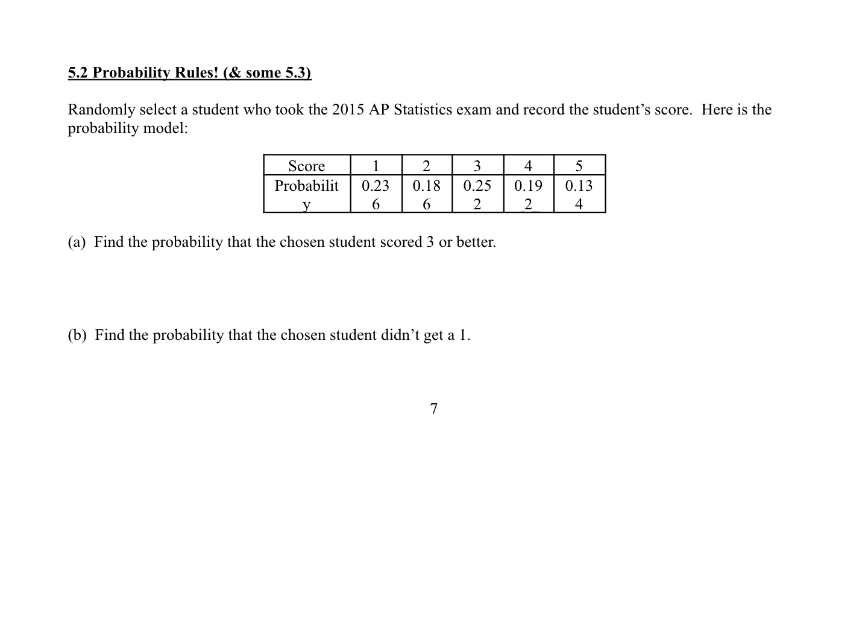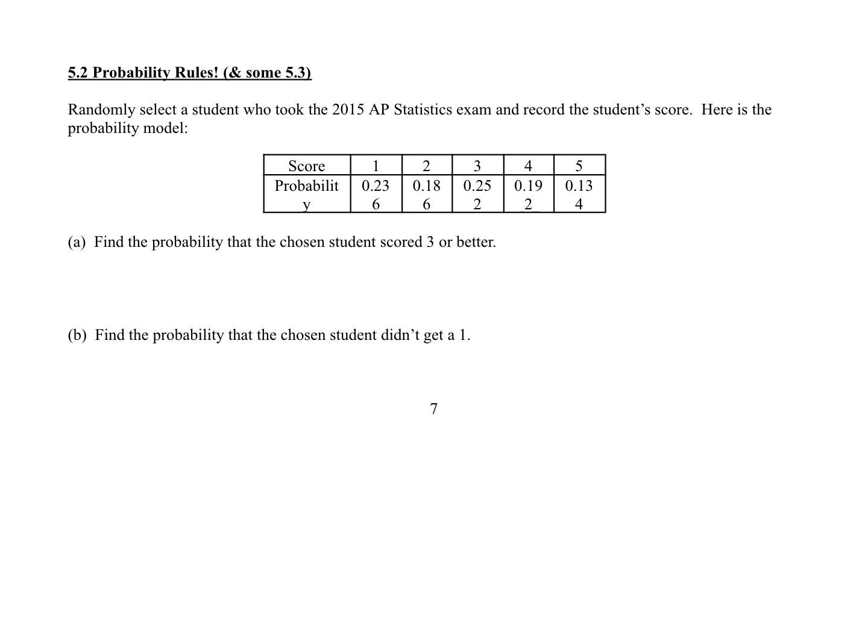So here's the first example. This table right here is called a probability model. So we are going to randomly select a student that took the 2015 AP Stats exam and record the student's scores. Here is the probability model. So it's a little funky, but 0.252 of the students got a 3. So about a quarter of the students got a 3. 0.134 of the students got a 5. So about 13.5% of the students got a 5.